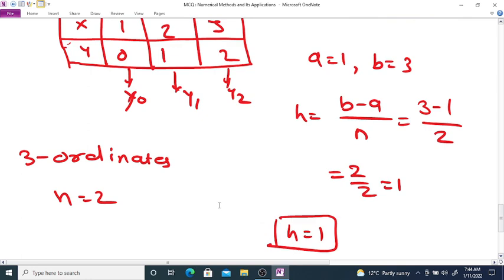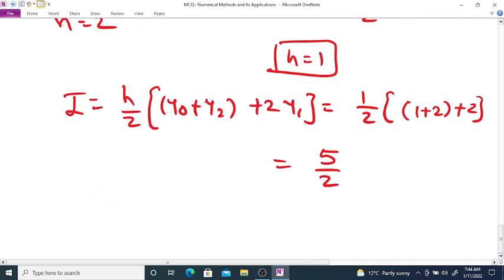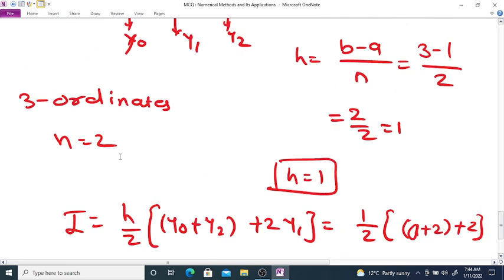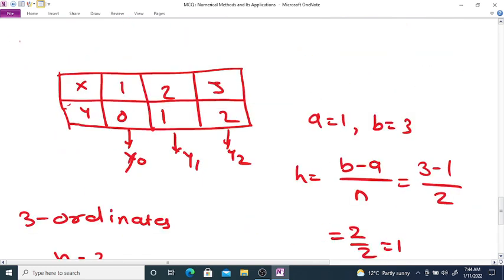Okay, I am checking it once again. Y0 plus y2, so y0, sorry, is 0. So 2 plus 2 is 4 by 2, and 4 by 2 is equal to 2. So the value of this integral by using the trapezoidal rule is 2.